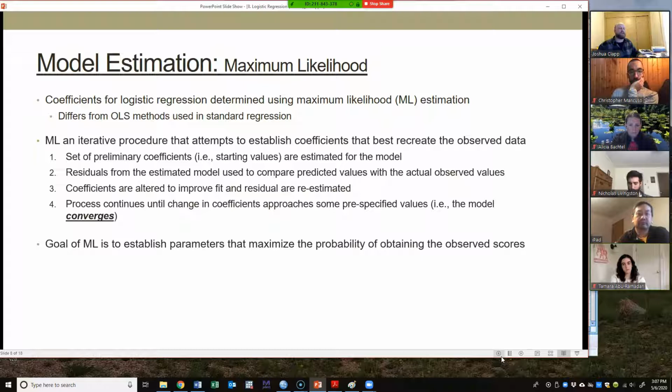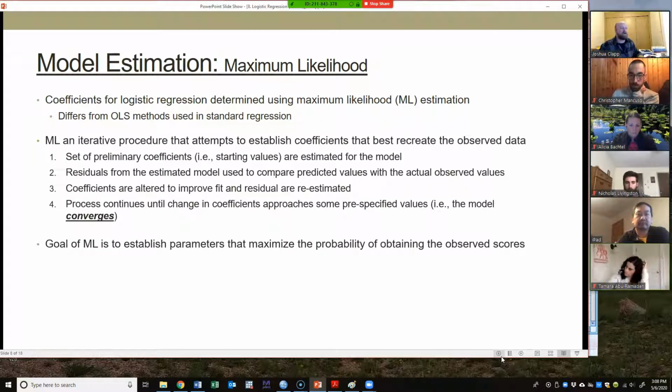And so what we do with maximum likelihood is we say, okay, we have these data. Maximum likelihood will start with some generally random coefficients to use to estimate the model. In your output, with OLS, all your coefficient values are calculated directly from matrix algebra from your data. Maximum likelihood is a little bit different. It's going to start with some random set of starting coefficients, plug those into the model, estimate that model, and see how good the model fits.